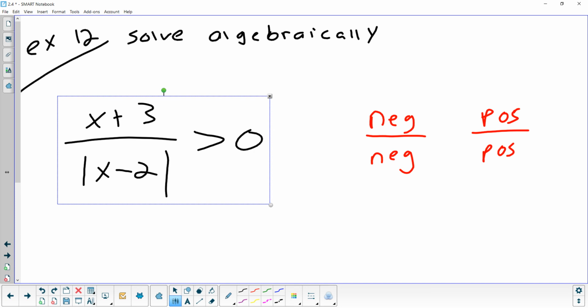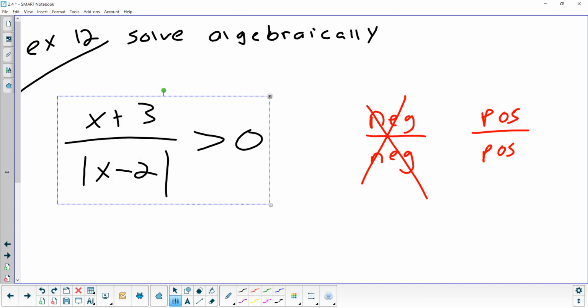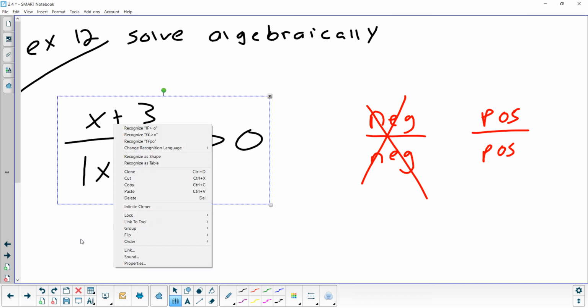Can anybody tell me which situation we have to have in this problem? Chris? We have to have positive over positive. Why is this one impossible? We don't have a negative number in the denominator because it makes the value worse. You're never going to get a negative number in the bottom. So the only way to get a result here that's greater than 0, if the bottom is always going to be positive, then the top has to be positive as well.